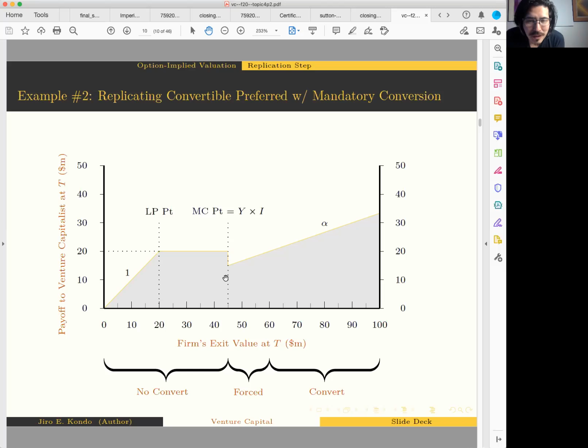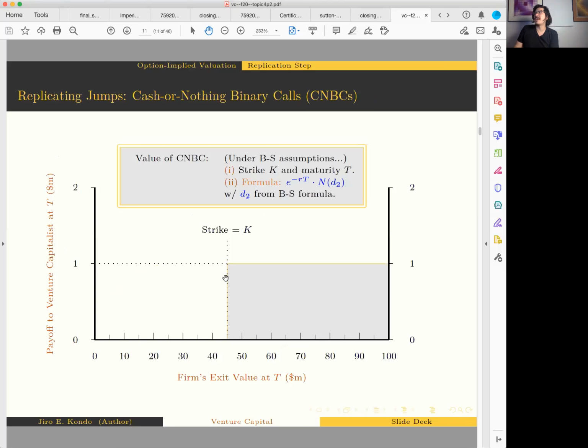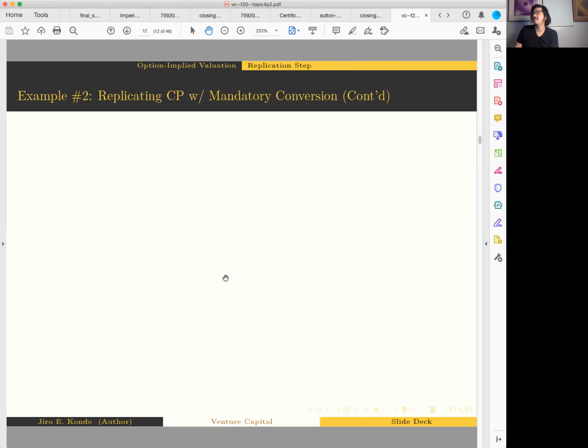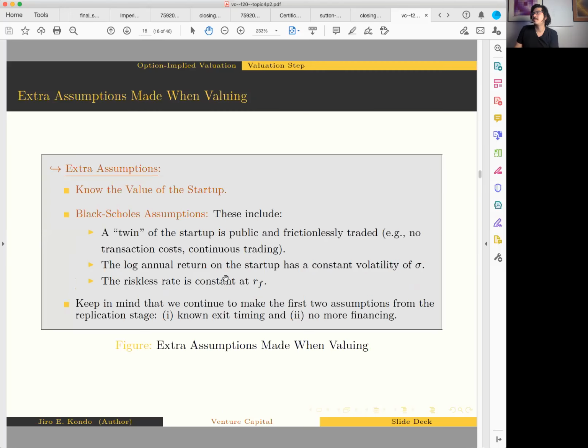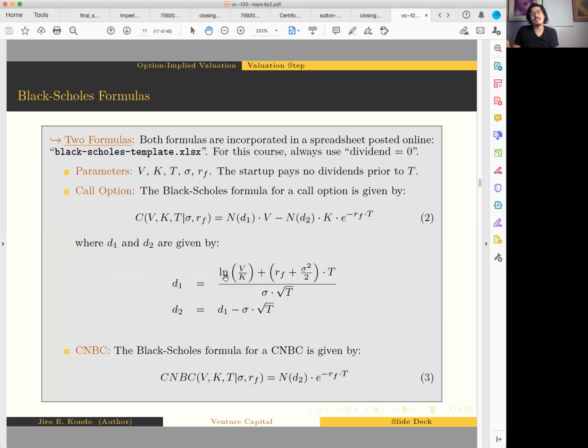Does that mean this is hopeless? No. We try our best to get a guesstimate, a hypothetical sense of what the call options and the CNBCs are worth. So that's how we're going to tackle that. And the way we're going to tackle that is by using the Black-Scholes formula. The Black-Scholes formula looks like a hot mess to most people when they see it for the first time.